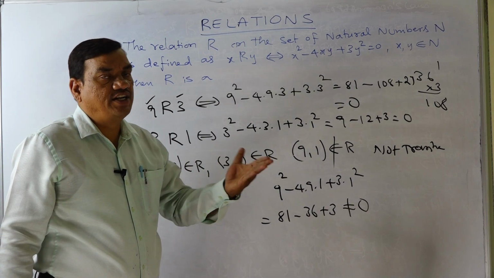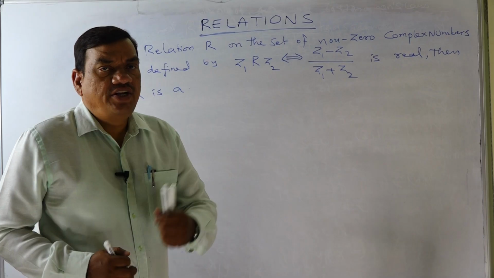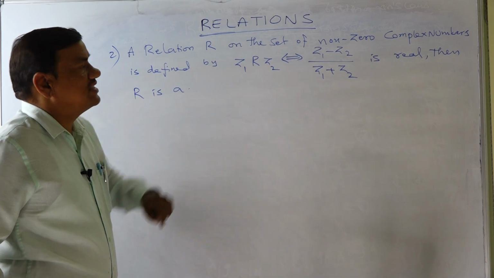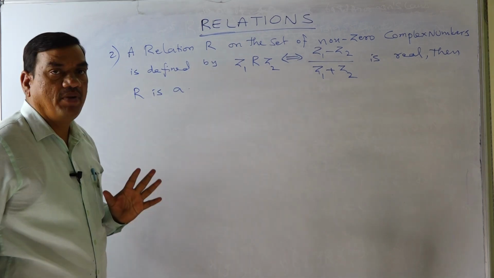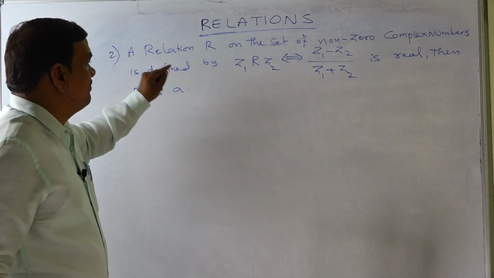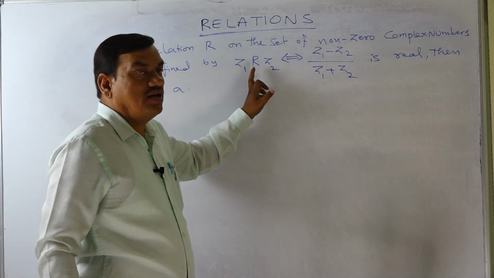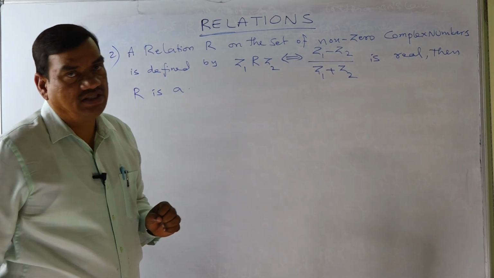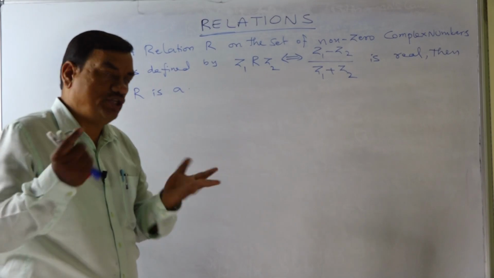Let us go for the next problem. Dear students, welcome to the second problem. A relation R on the set of non-zero complex numbers is defined by Z1 related to Z2. Here Z1, Z2 are non-zero complex numbers. They are not zero, they are non-zero complex numbers.